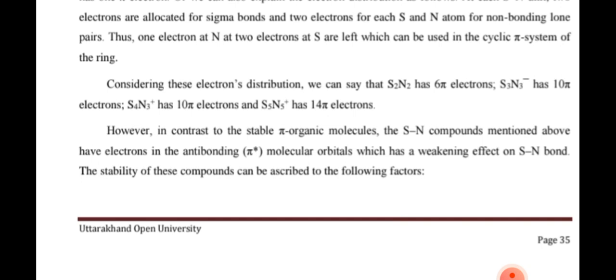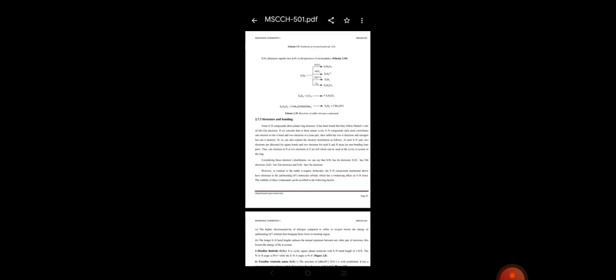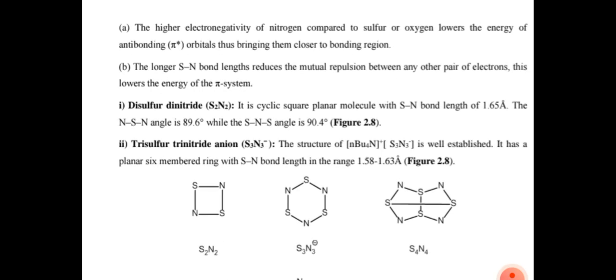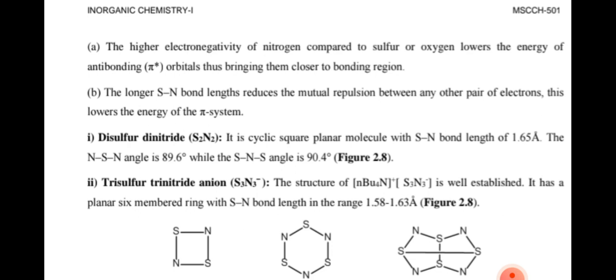However, in contrast to stable pi organic molecules, the sulfur nitrogen compounds mentioned above have electrons in the anti-bonding pi star molecular orbital, which has a weakening effect on the sulfur nitrogen bond. The stability of these compounds can be ascribed to the following factors. Point A. The higher electronegativity of nitrogen compared to sulfur lowers the energy of the antibonding pi star orbital, thus bringing them closer to the bonding region. B. The longer sulfur nitrogen bond length reduces the mutual repulsion between lone pairs of electrons. This lowers the energy of the pi system.